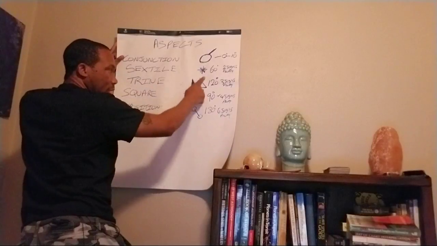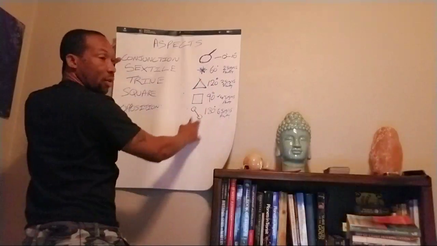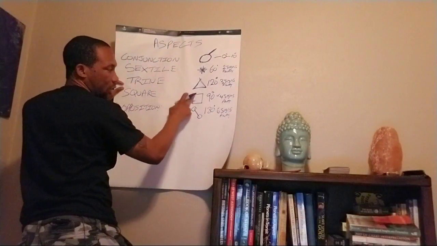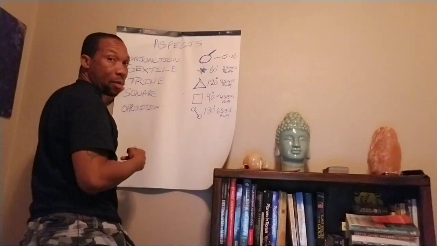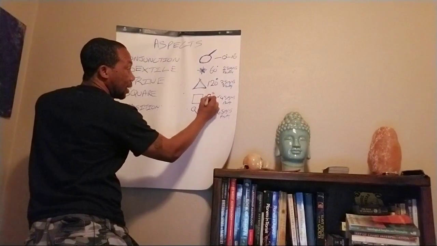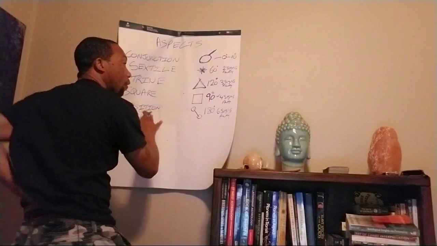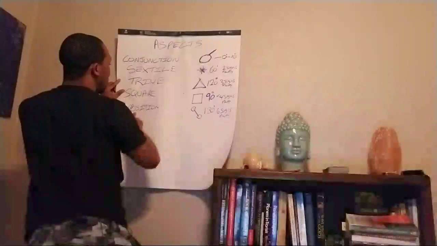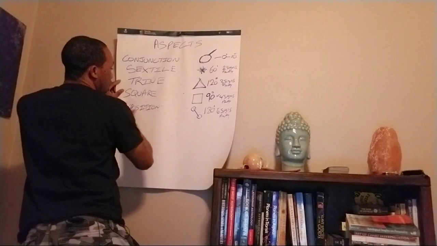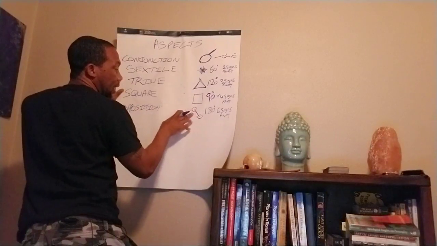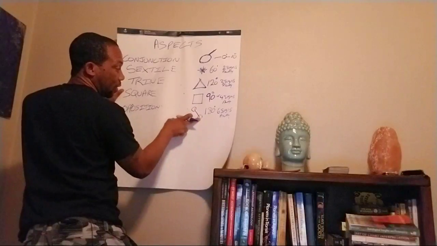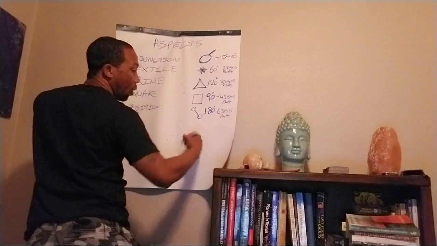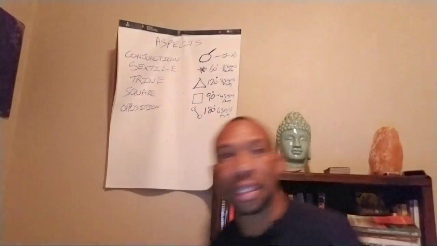Then it's a trine, which looks like a triangle, and it's 120 degrees away or 3 signs away. Then you have the square, which is pretty much exactly how it looks physically, and that aspect is 90 degrees away or 4 signs away. And the last of the major ones that I'm going to be focusing on is the opposition. It looks like this: 2 points opposite each other, 180 degrees away, or 6 signs away.